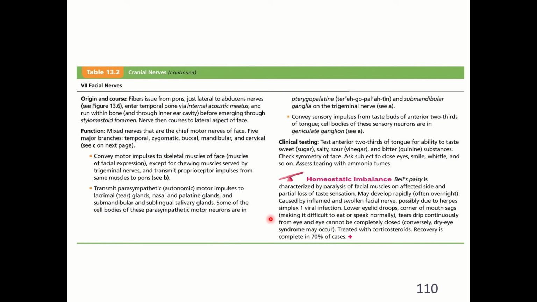eat or speak normally. Tears will drip continuously from the eye, and the eye cannot be completely closed, causing dry eye. It's treated with corticosteroids, and recovery is complete in 70% of cases. However, symptoms can persist for several years. So you might wake up thinking you had a stroke, but you may have had Bell's palsy.